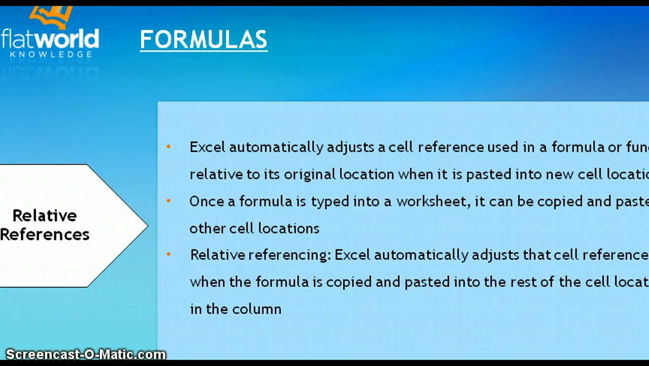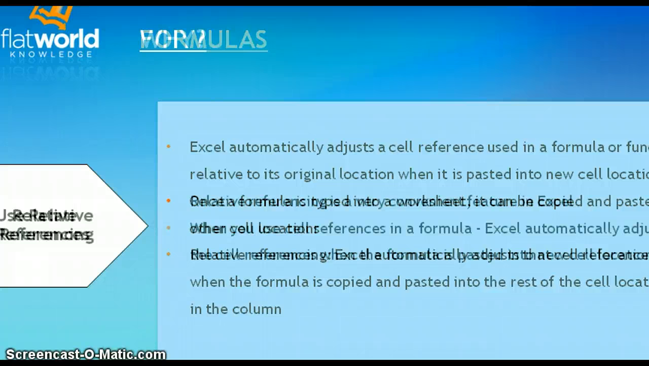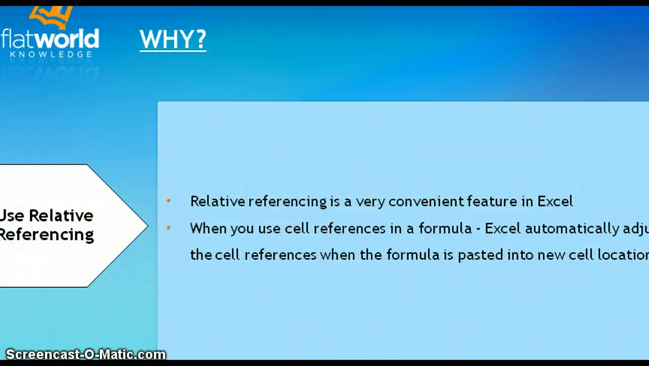Relative references, and we mentioned this before. What is a relative reference? It's just Excel's way of automatically adjusting a formula when you copy it from one location to another. Simple as that. And one of the reasons why we use it is because it makes calculating one cell and copying it to another cell so easy. Instead of having to redo the entire formula every single time, you can just copy and paste it, and relative referencing makes it so convenient for you to do that and automatically adjust the formula in accordance with your new location.